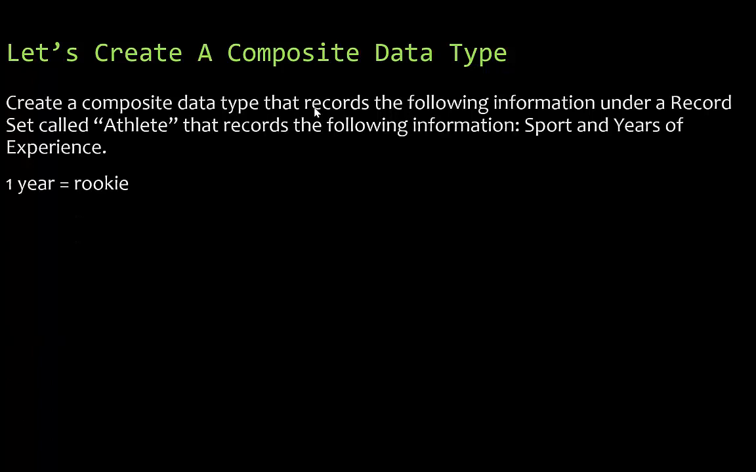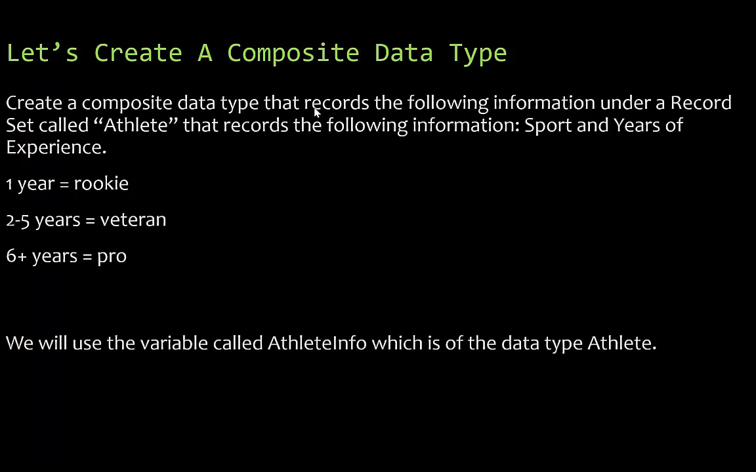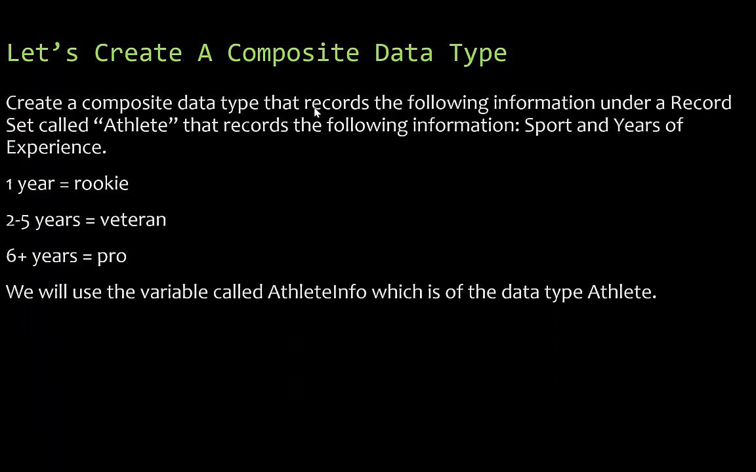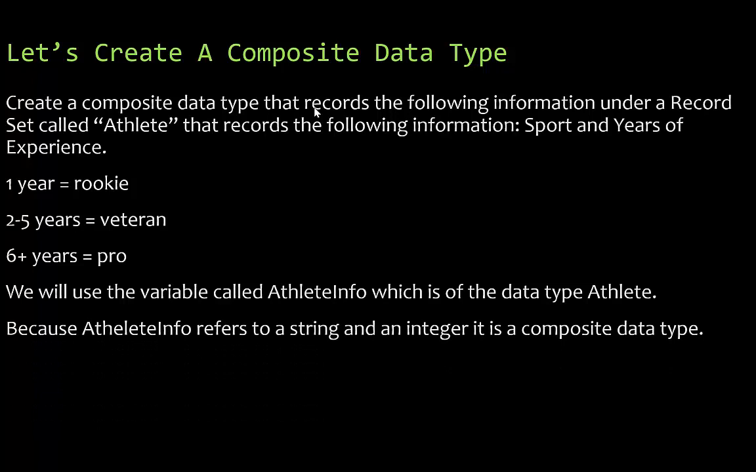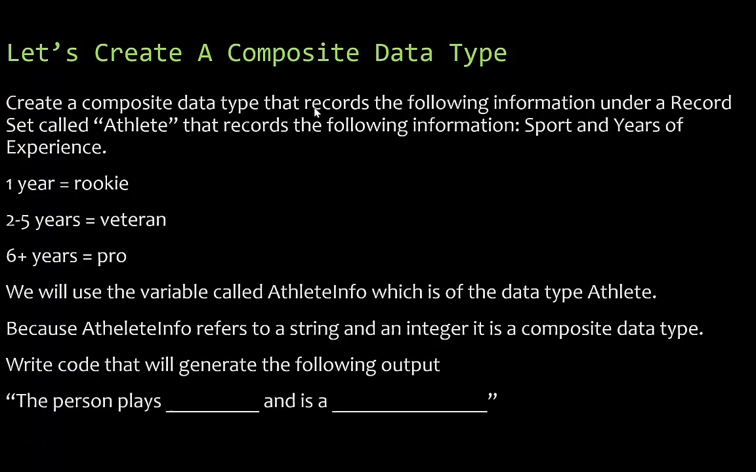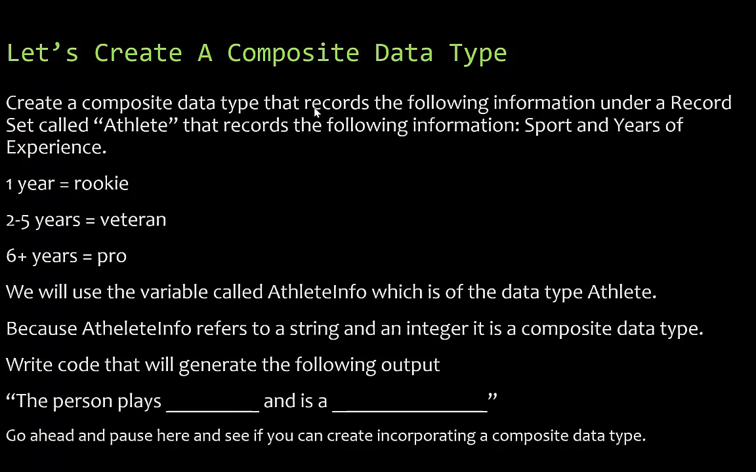So if they've played 1 year, we're going to consider them a rookie. If they've played 2 to 5 years, we're going to say they're a veteran. If they've played 6 or more years, we're going to say they're a pro. Now, we will use a variable called athlete info, which is of the data type athlete. Because athlete info refers to a string and an integer, it is a composite data type. I need you to write code that will generate the following output. The person plays blank and is a blank. So go ahead and pause here and see if you can create this exercise, incorporating a composite data type. Go ahead and pause now.